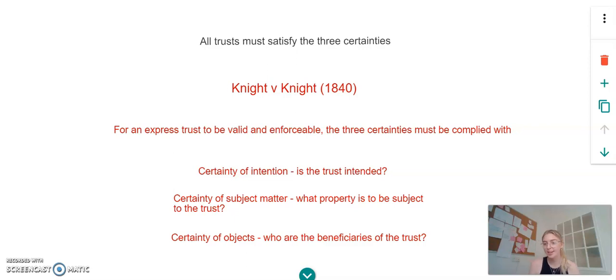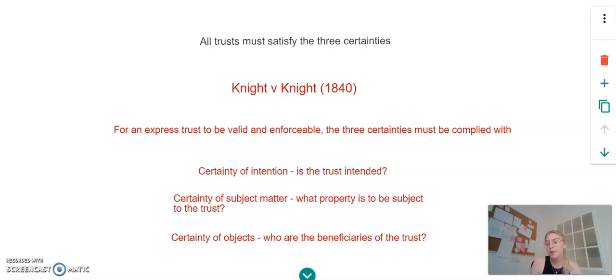Now, there is no denying that this is a hard module. I found it hard, other people found it hard. But I was hoping, let's try and break this down in a simple manner and see if we can help other people. Now, as you can see from the screen, I'm going to be talking about the three certainties.